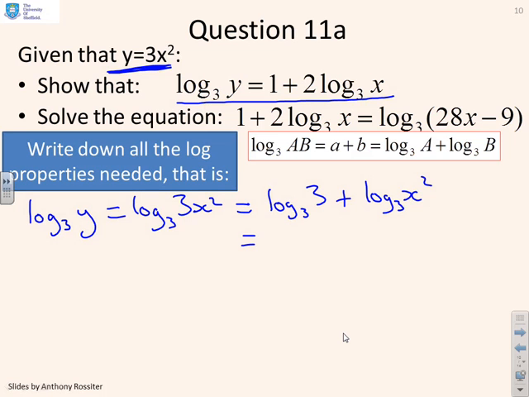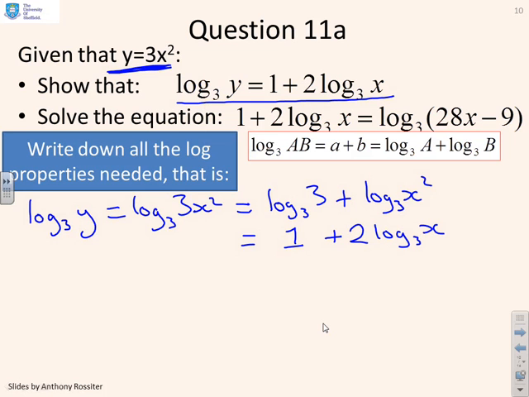Now log 3 of 3 is clearly 1, and log 3 of x squared is clearly 2 log 3 of x. So you'll see that first part is relatively straightforward. It's just saying, do you know your product rule, and do you know your power rule?